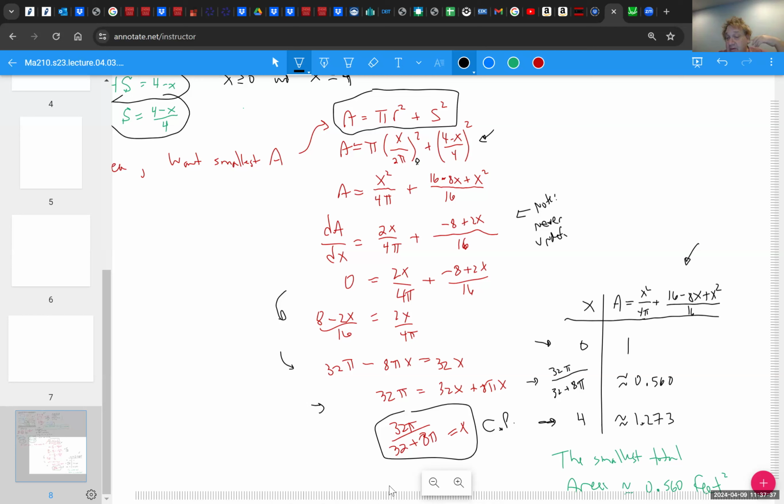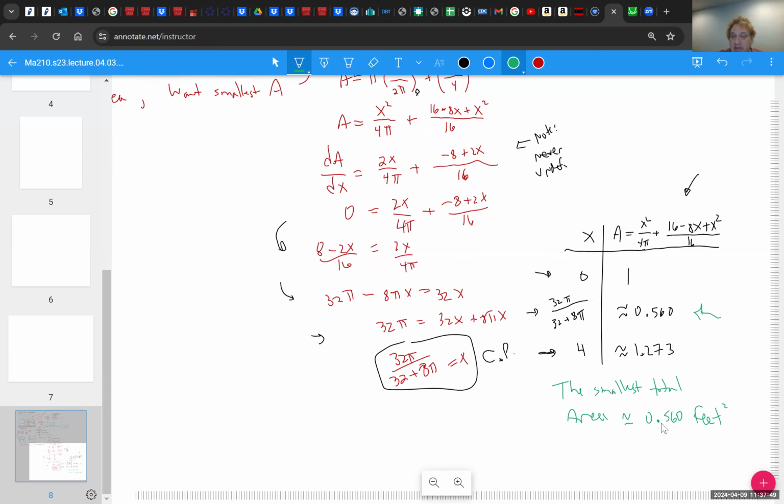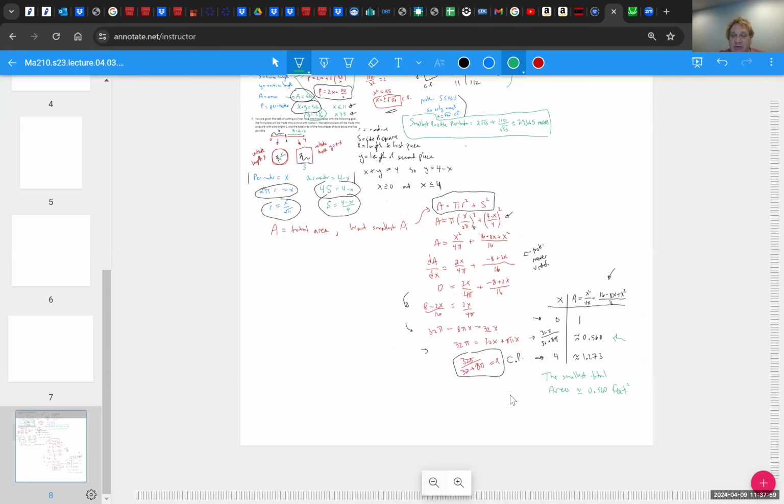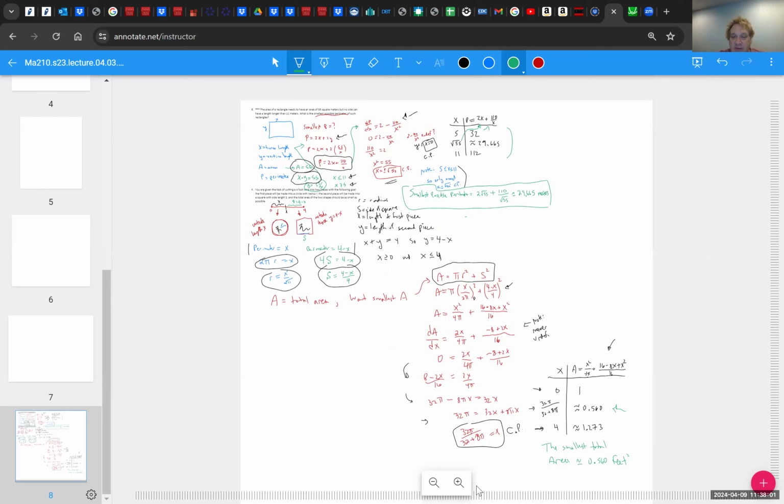I am looking for the smallest total area. So I know it's got to be one of these three things. This is the smallest one, so that's got to be the one. So the smallest possible total area is the 0.56. Approximately, I mean, I could write out the exact answer, but it looks very messy. So it's approximately 0.560 feet. So that's my explanation for the second solution.